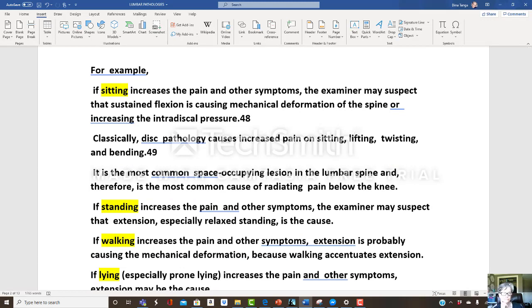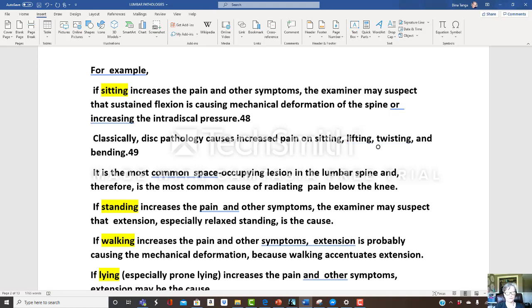For example, if sitting increases the pain and other symptoms, the examiner may suspect that sustained flexion is causing mechanical deformation of the spine or increasing the intradiscal pressure. Classically, disc pathology causes increased pain on sitting, lifting, twisting, and bending. It is the most common space-occupying lesion in the lumbar spine and, therefore, is the most common cause of radiating pain below the knee.